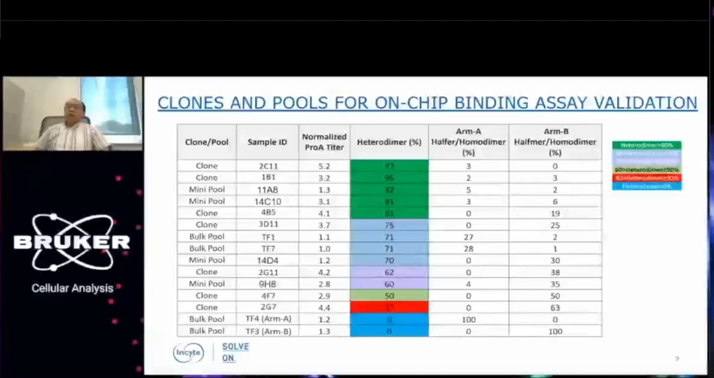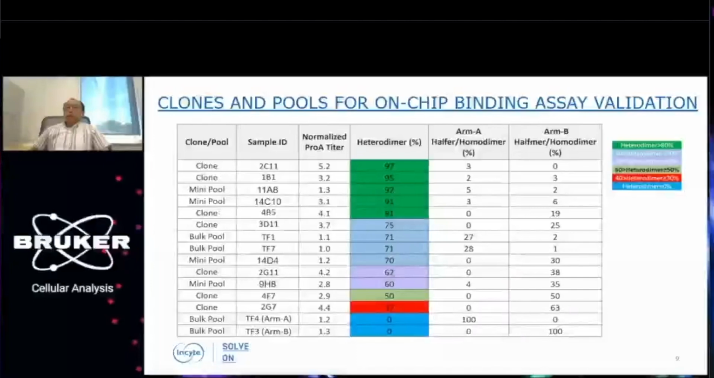This slide shows the clones and pools for all-chip binding assay validation. We have a lot of clones, mini pools, and bulk pools. The product quality varies. The heterodimer percentage range is very wide. Different colors represent different ranges. I want to point out that we have two bulk pools, TF4 and TF3. They both express single arm antibodies. TF4 expresses arm A antibody, and TF3 expresses arm B antibody.